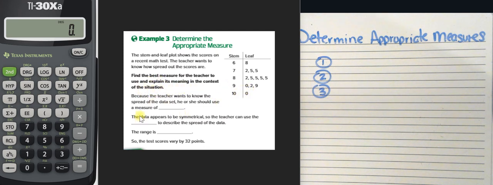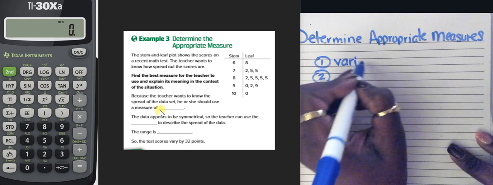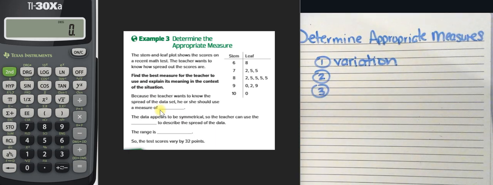So the first part is, because the teacher wants to know the spread of the data set, he or she should use a measure of, in this case, it is called variation. So remember, they're looking for that range, that spread. It's also known as the variation.